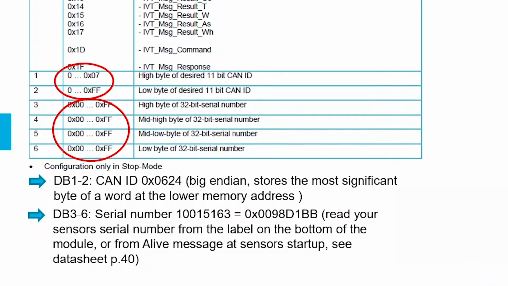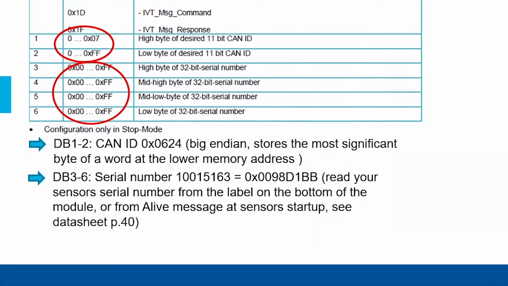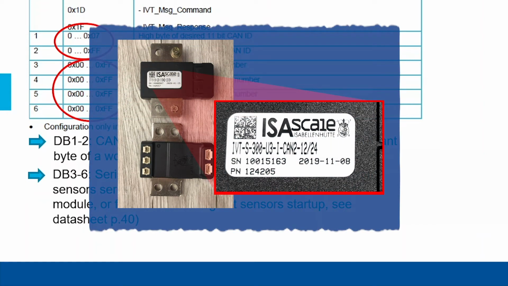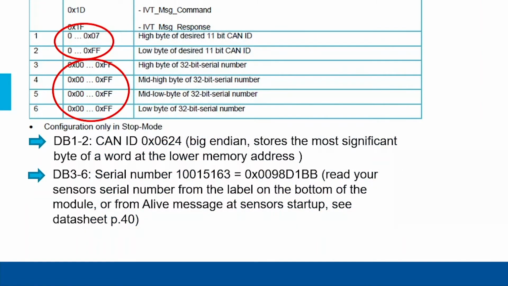Last, we will have to define data bytes 3 through 6 for the 32-bit serial number. The serial number can be found either on the label on the bottom of your IVT-S module, or you can read it from the alive message that the sensor will send at startup. In our case, the serial number for the module that we will use is 10015163, and that converted into hexadecimal will be 0098D1BB, entered over data bytes 3 through 6.